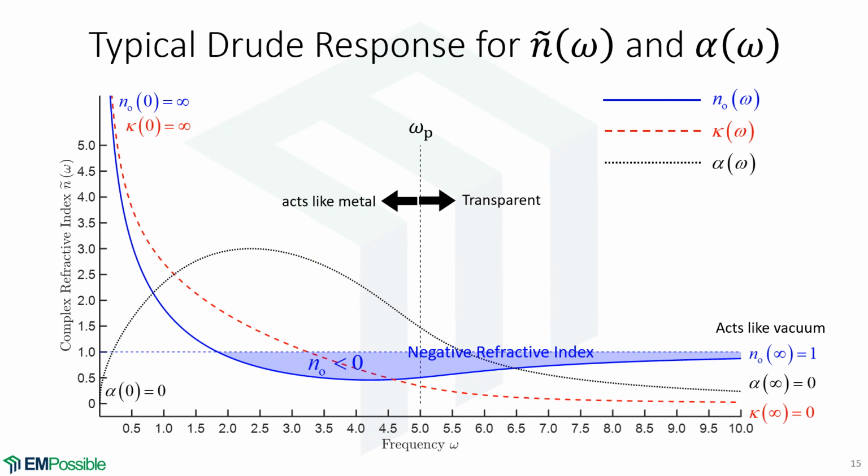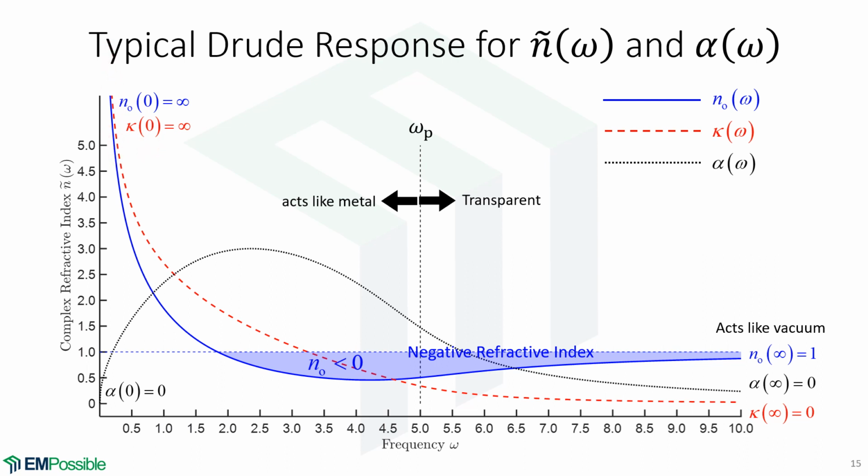We can plot the refractive index and the attenuation coefficient. So the ordinary refractive index is shown in blue here. And what we can see is, around the plasma frequency, we're getting a negative refractive index again. But at DC, that ordinary refractive index goes way up to infinity. So refractive index of metals at very, very low frequencies is extremely high. The same thing about this extinction coefficient that's characterizing our loss. That also goes to infinity at DC.